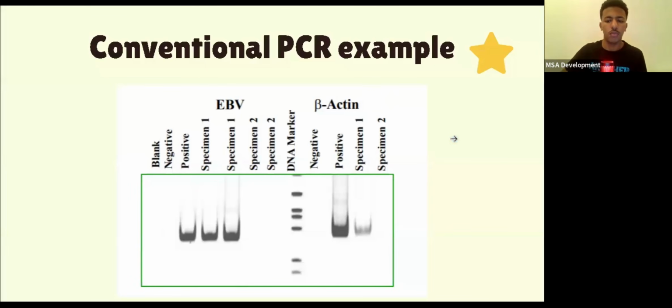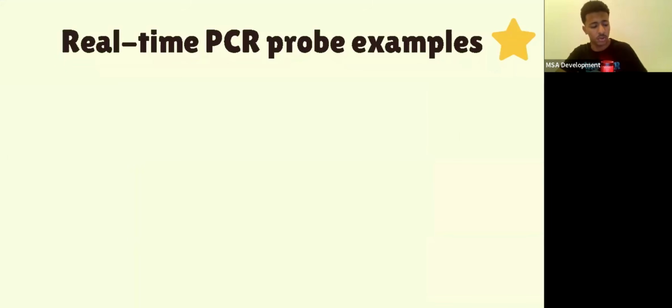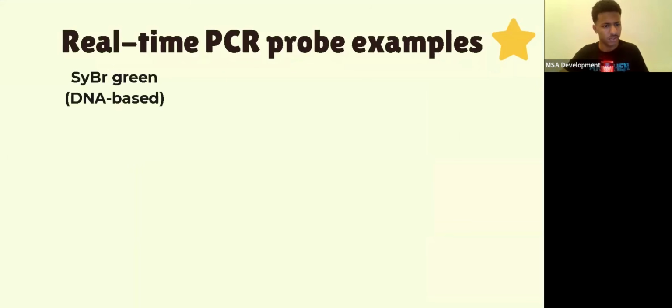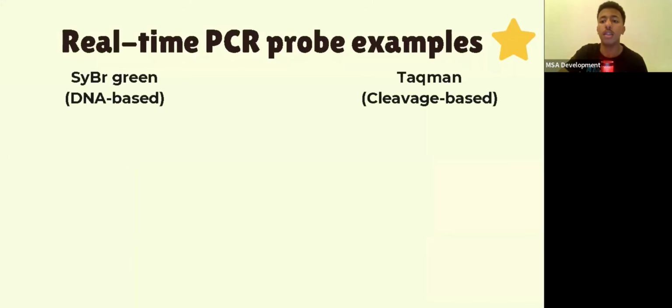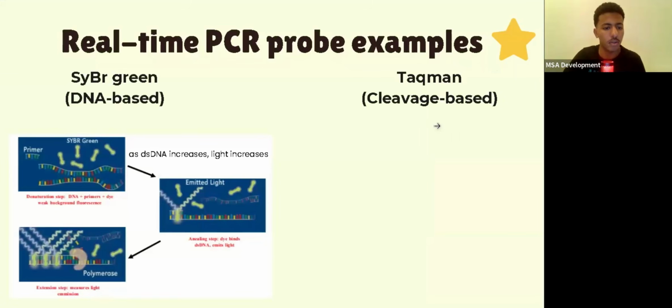Okay, let's move to real-time PCR or qPCR. And they have two different probes which you should know about. The first one is Cyber Green, which is DNA based. And then we have Tachman, which is cleavage based. And what this means is very simple, actually.